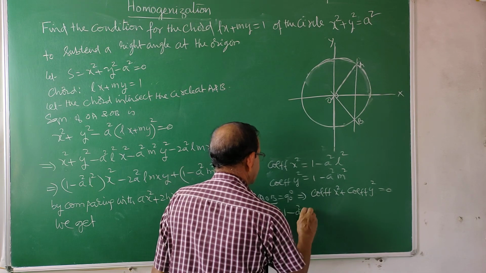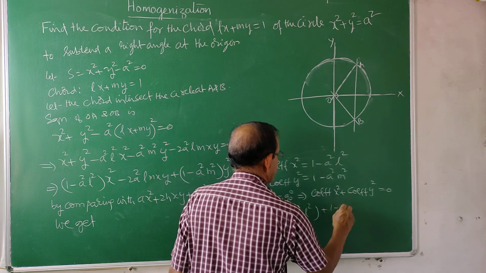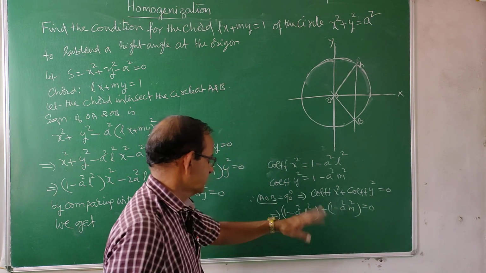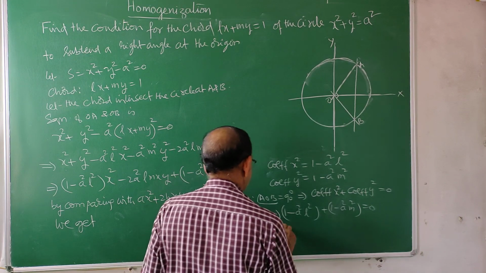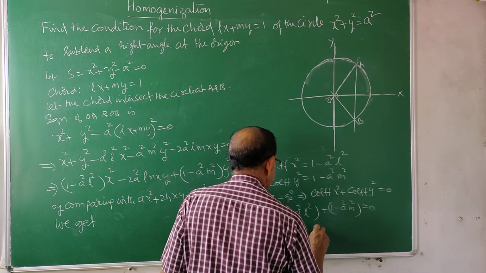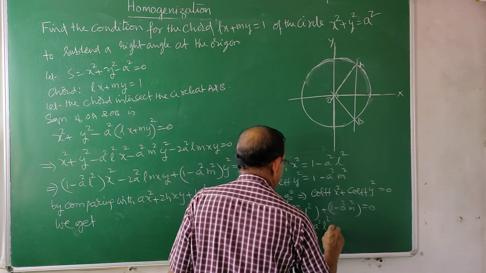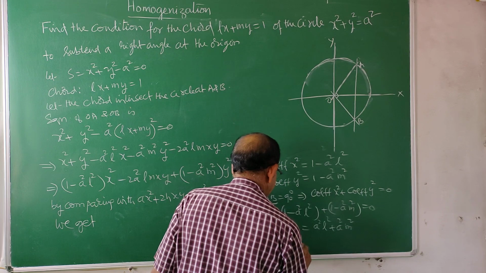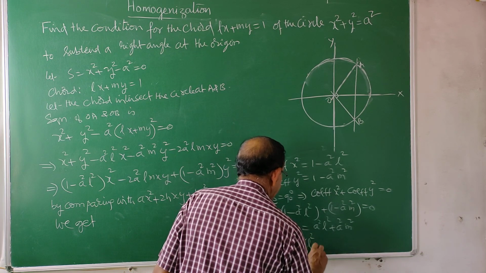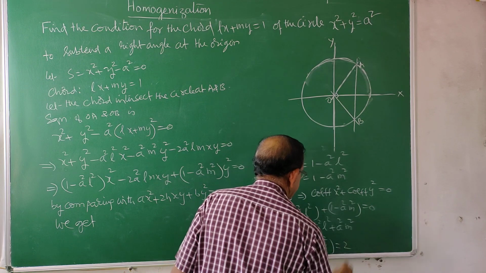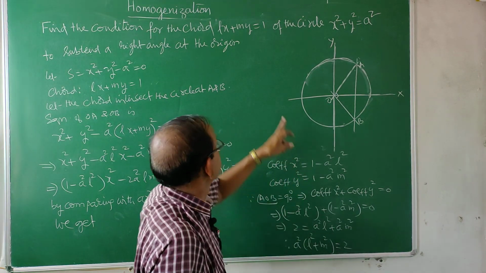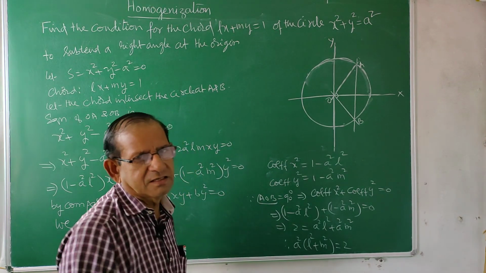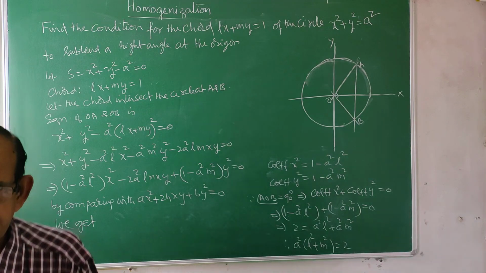1 minus a square L square plus 1 minus a square m square equal to 0. If you bring a square L square and a square m square to the right side, 1 plus 1, 2 is equal to a square L square plus a square m square. Therefore, final condition is a square into L square plus M square is equal to 2. That is the condition for the chord Lx plus My is equal to 1 to subtend a right angle at the center of the circle, that is at the origin.